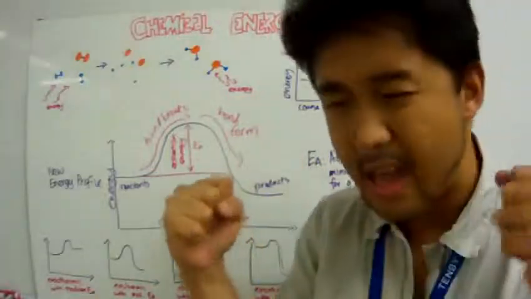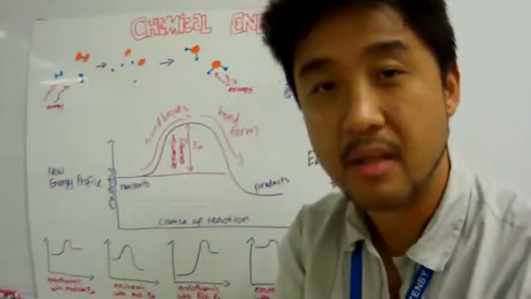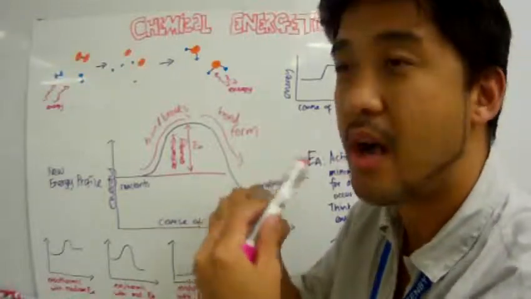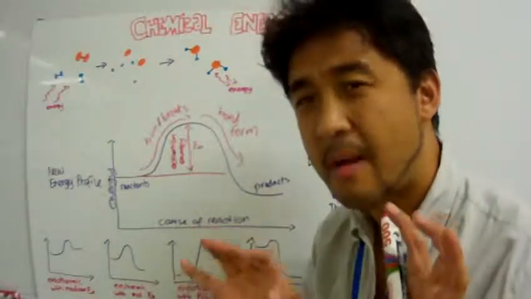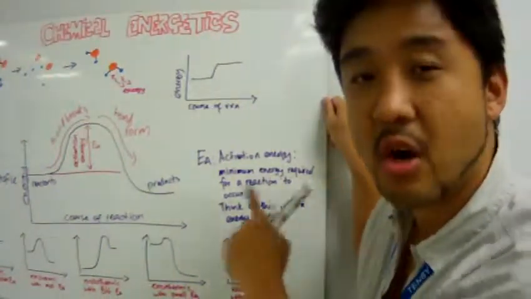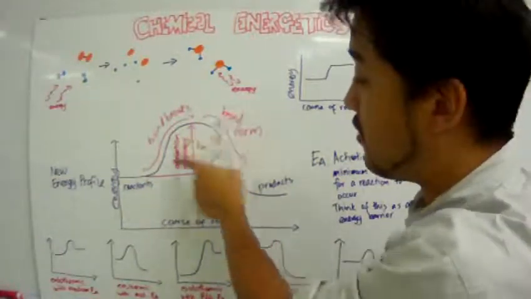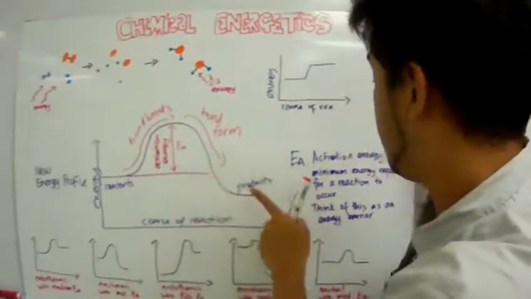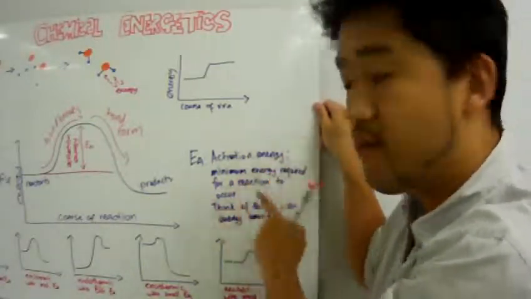So for every successful chemical reaction to happen, what those bonds need to do in order to break and reform is to overcome a minimum energy barrier. And this minimum energy barrier is called the activation energy. And the activation energy is simply from the top of this curve to where the reactant line is, okay? So activation energy is the minimum energy required for a reaction to occur.